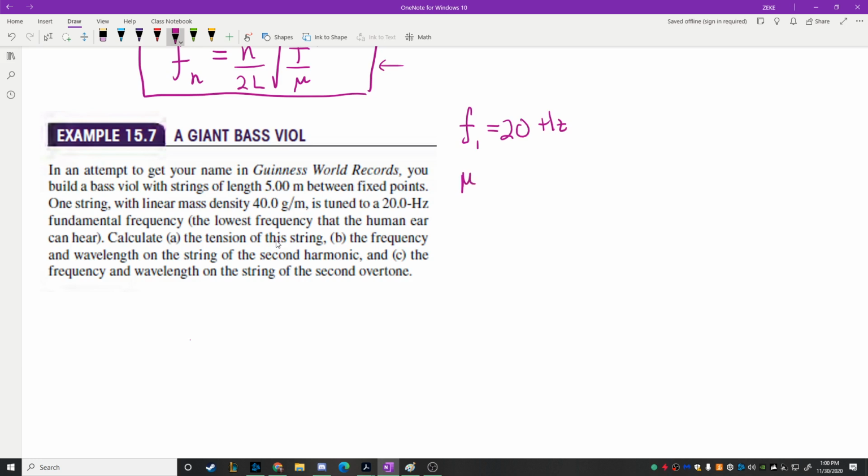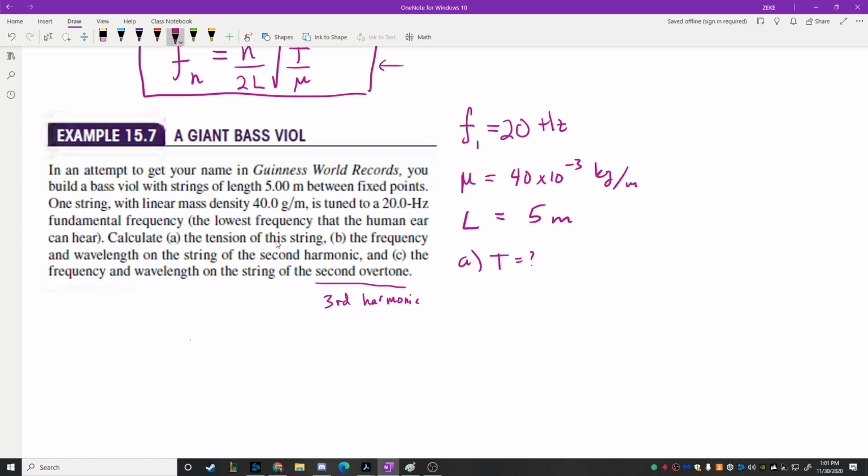A mass density is mu, so mu is 40 grams per meter, so that's going to be 40 times 10 to the negative 3 kilograms per meter. And the length of our string is 5 meters. We want to calculate A, the tension in the string, B, the frequency and wavelength of the string of the second harmonic, and then the frequency and wavelength of the string of the second overtone. Second overtone is third harmonic, just to keep things really complicated.